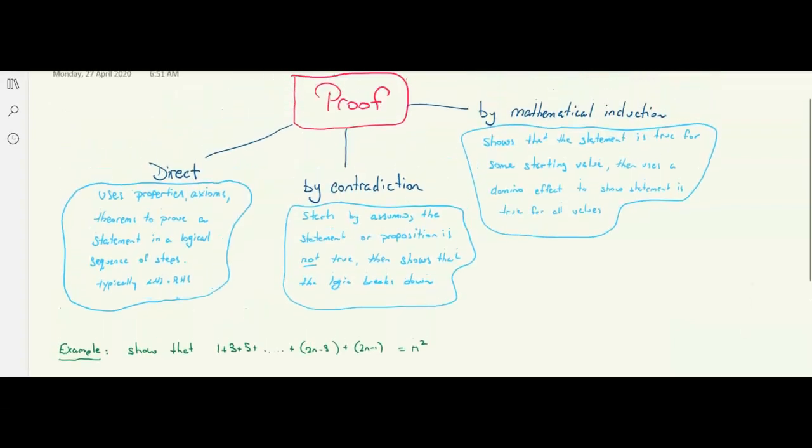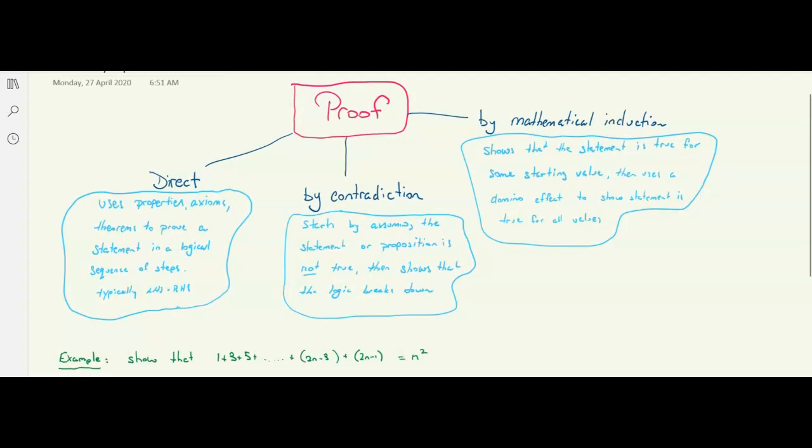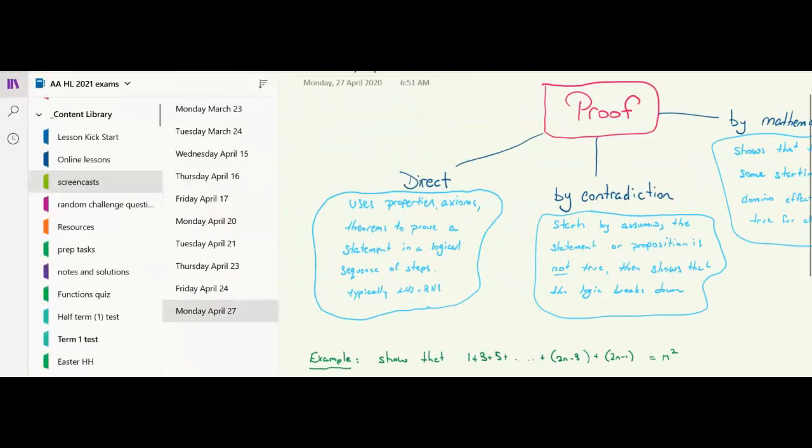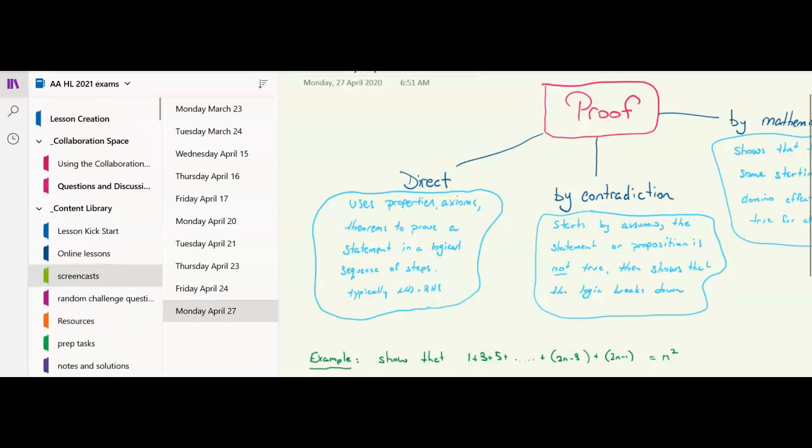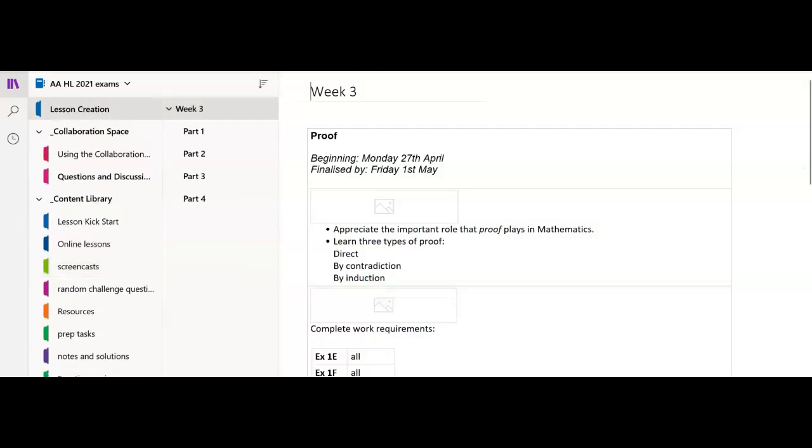Okay, so here we have the three types of proof that we're going to look at. Today it's direct. Later in the week, like tomorrow, it'll be by contradiction. And then we'll probably spend a couple of days on mathematical induction. We've got 4 sessions this week. There are 4 sections to our OneNote, and perhaps I'll just go through that for a second. So we're in here at the lesson creation section. All right, so this is week 3.